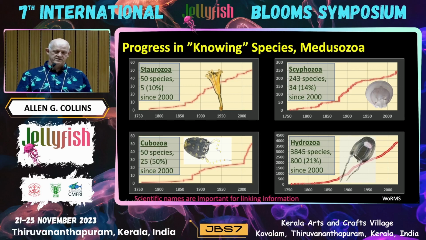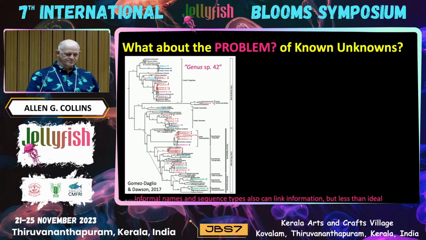There's a lot of focus on this group because of obvious reasons of their biology. And then there are the numbers for scyphozoans and hydrozoans, 14% and 21% of species in hydrozoa have been described in the last 23 years. So that's a relative anomaly.